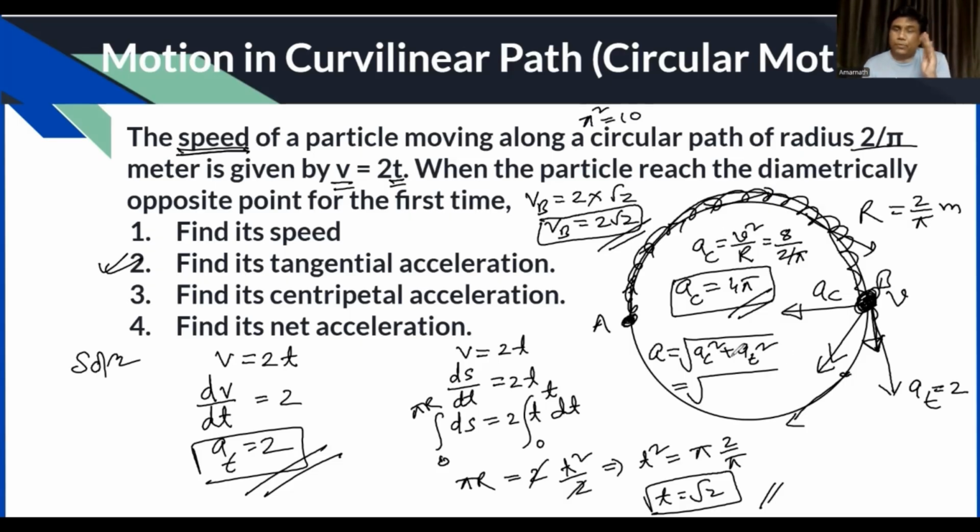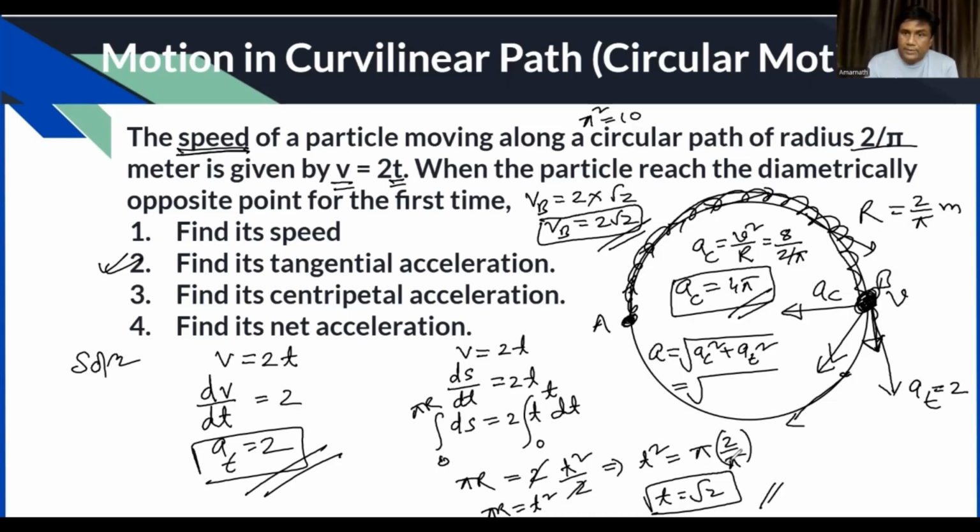Sir, how did you write T square is equal to pi into 2 by pi? T square equals, because R value is 2 by pi. Here you see it is pi r equal to T square. So it means T square equals pi into R, which is already given, na, 2 by pi. Okay, sir.